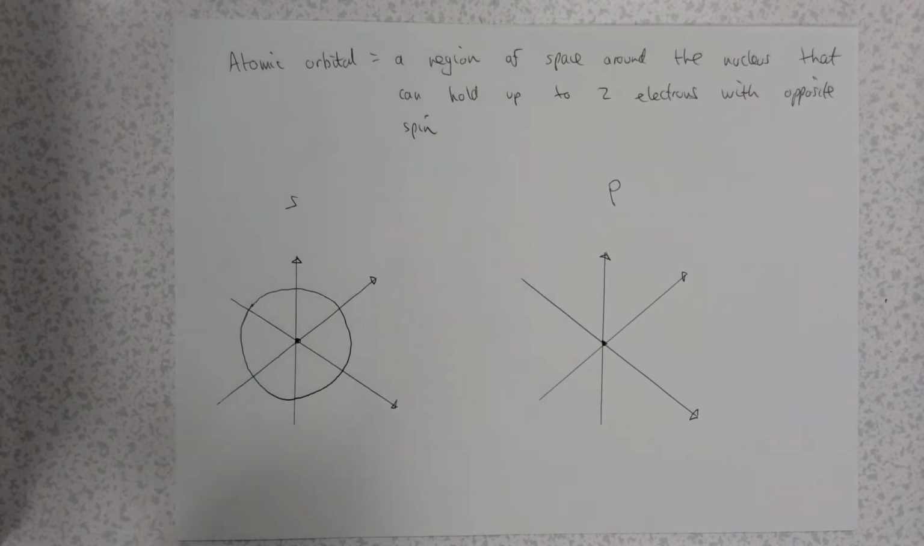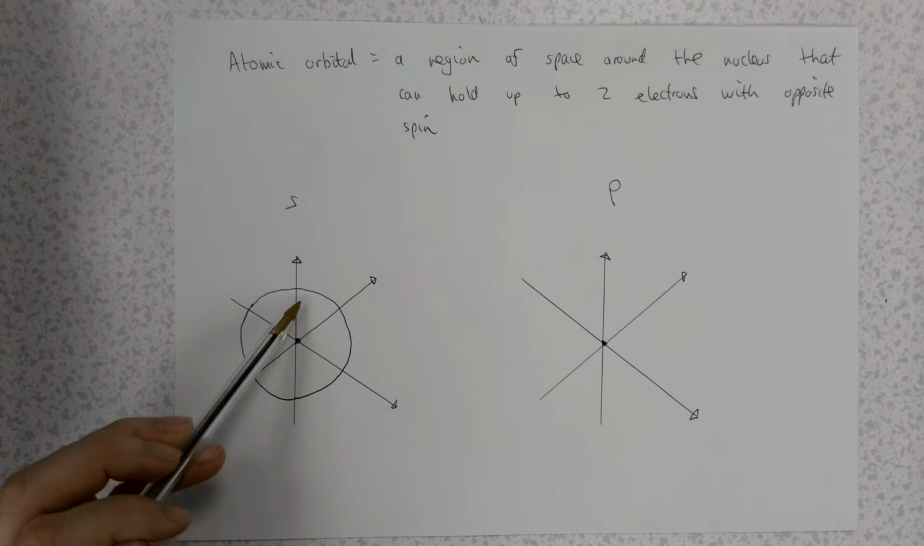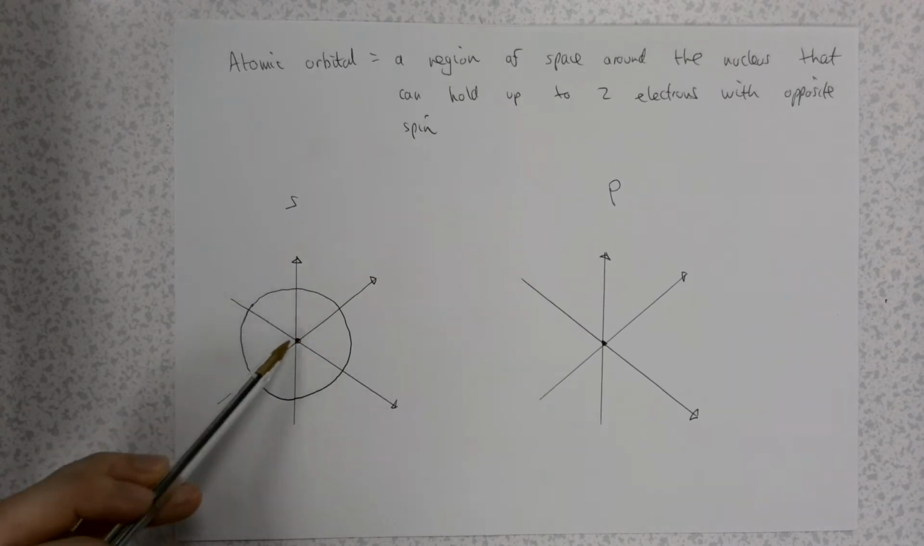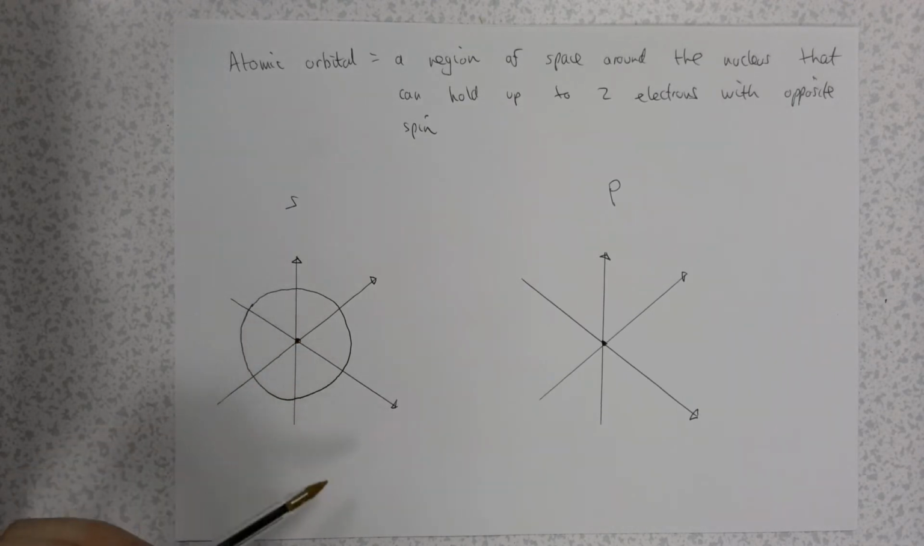And what that means is, if you were to look and try and figure out where your electron was in an s orbital, you would find it somewhere in this sphere. Okay? So basically, an orbital is the home for an electron. It tells you where you can find the electron.